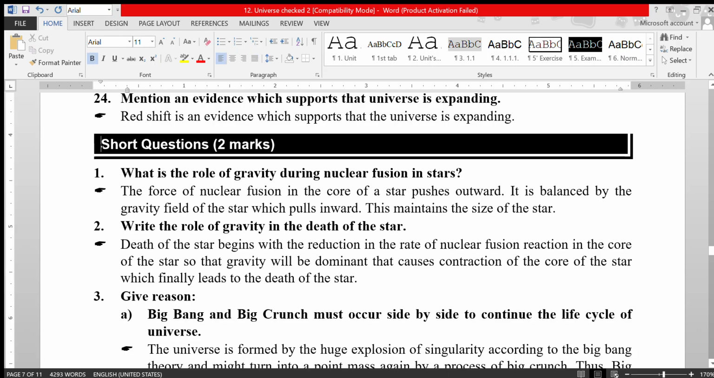Section C. Each short question is carrying 2 marks.